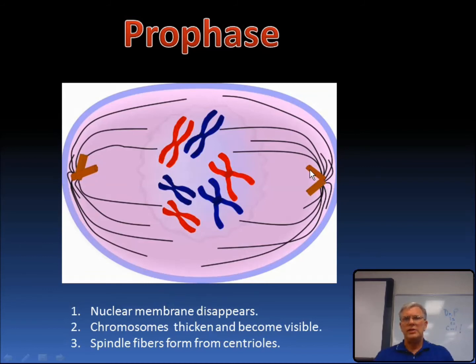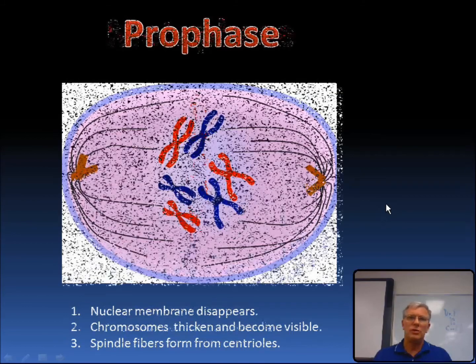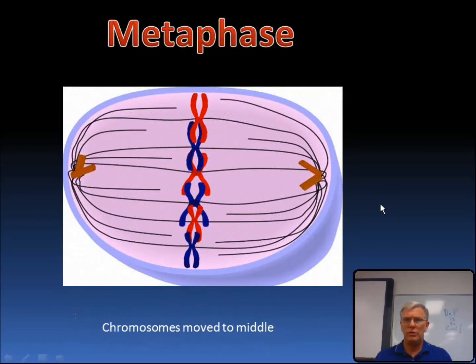We can see that the centrioles are starting to move to opposite ends of the cell, and they're producing these fibers called spindle fibers. Eventually these spindle fibers will connect to each of the chromosomes. When they do, they're going to push the chromosomes toward the middle. And when the chromosomes reach the middle, we're now in metaphase. M in metaphase means middle. Metaphase, middle. The chromosomes are now all lined up in the middle.